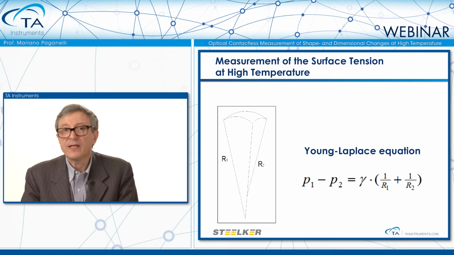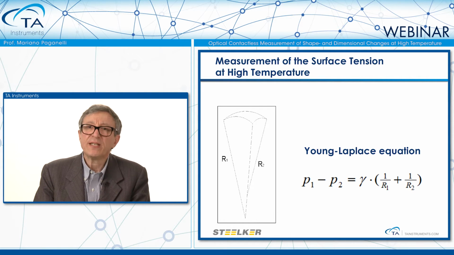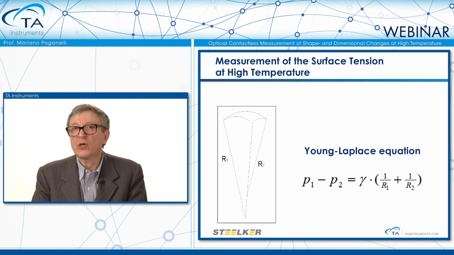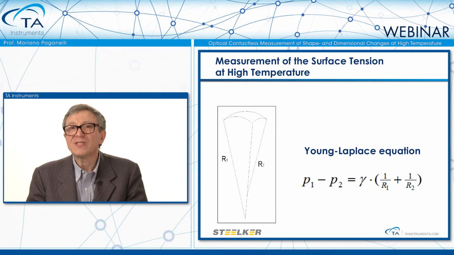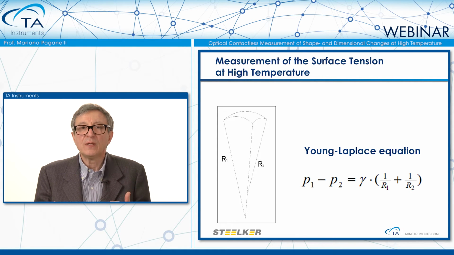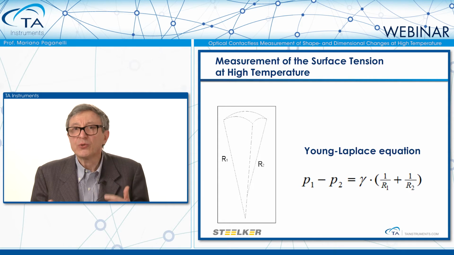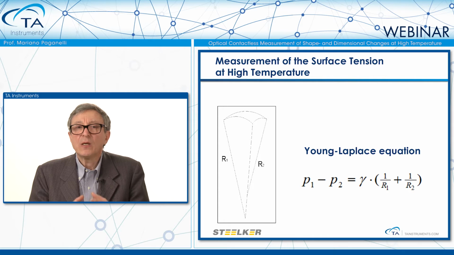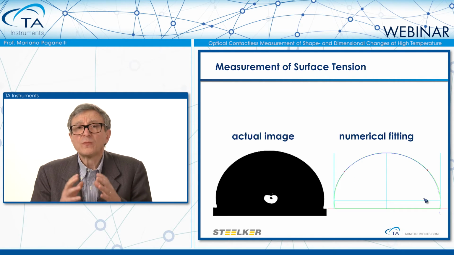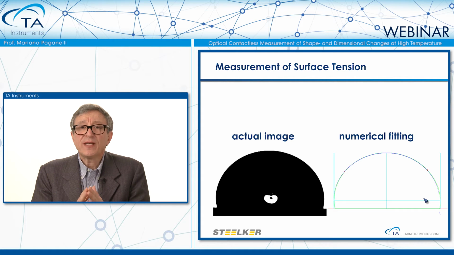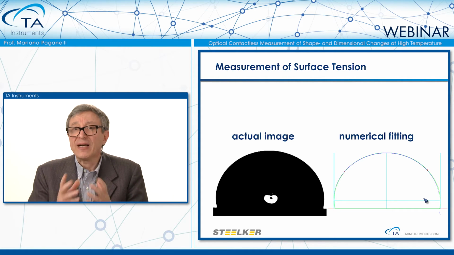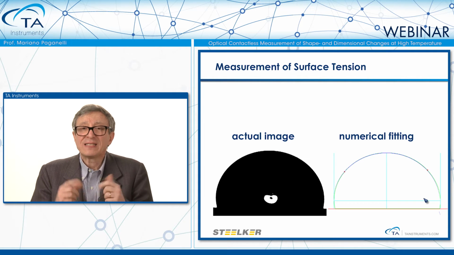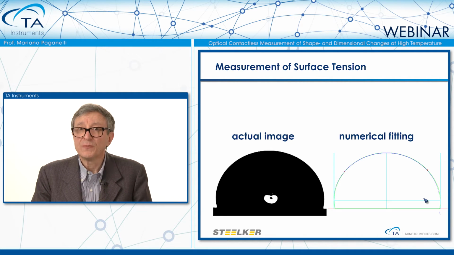What we can do, as you can see from the formula, in the formula we have two parameters, R1 and R2, which are the two radii of curvature of a sessile drop. A sessile drop is a drop with obtuse internal angles. P1 and P2 are the pressures on the two sides of the surface of the drop, which depends on density. Now, with image analysis, we can numerically fit the profile of the drop and extract the two radii of curvature.